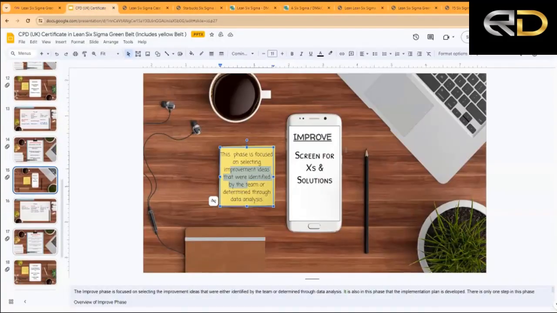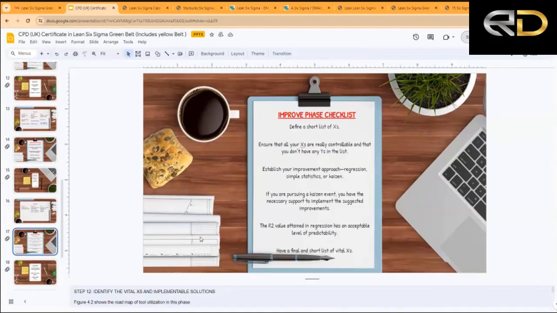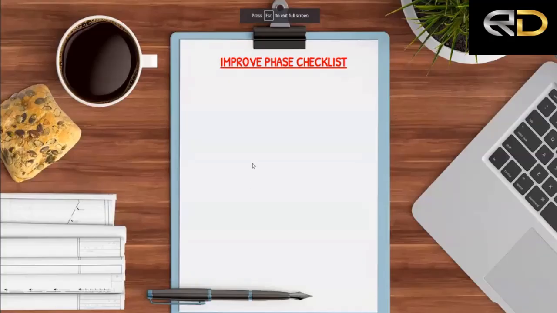Now, for you, what do you need to do? In the improvement phase, the first thing is to have a short list of your axes. That means you look at all the sources of variation from the analyze phase, you grade them in level of importance, the ones with the largest impact first, and then like that, okay?